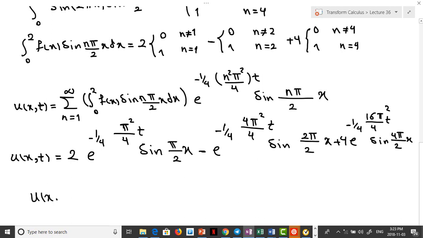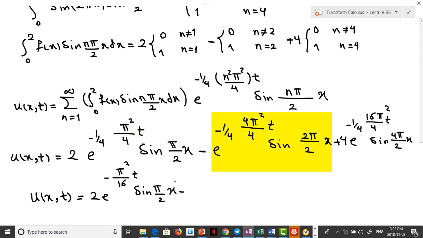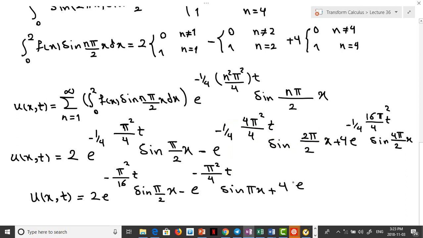So in fact, I can say that u(x,t) is equal to 2 times e to the power of minus π squared divided by 16 t, sin(πx/2), minus e to the power of minus π squared divided by 4 t, sin(πx), plus 4 e to the power of minus π squared times t, sin(2πx), is the solution of this problem.